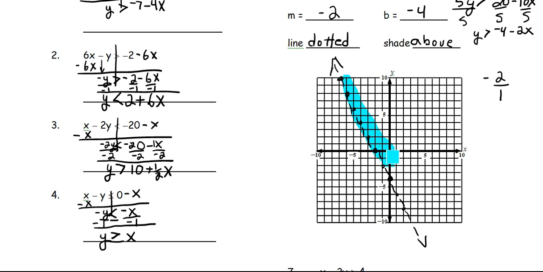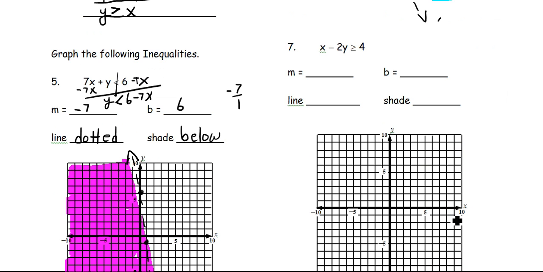So remember, when the line is dotted, your solution is not found anywhere on the line or on those points, but it is found in this shaded area. This is above. It looks like it's to the right, but we know that it's above because if we find any point on the line and we trace up, we go into the shaded area. So that is above or greater than. All right, let's move on.